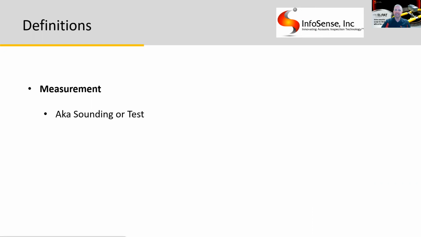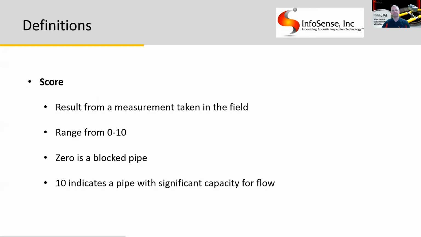The measurement is the action of running an acoustic test with the SLRAT. As you know, it produces a series of audible tones that travel through a pipe. The measurement is sometimes referred to as a sounding, shooting a line, or a test.